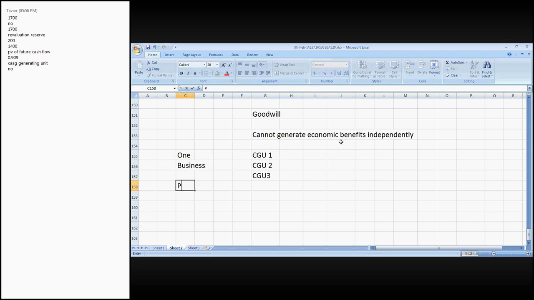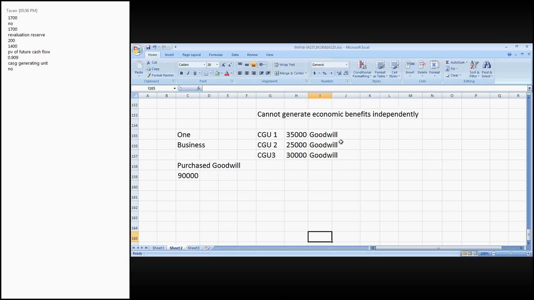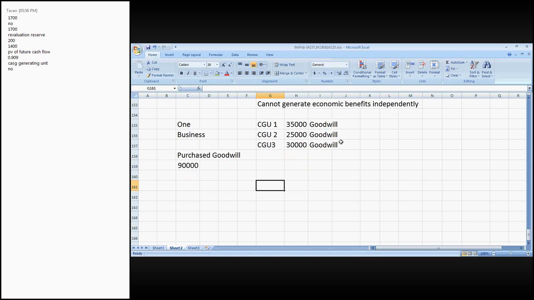And I have some purchased goodwill, and purchased goodwill value is, suppose, 90,000. Now if I have many cash generating units in my business, can I allocate this 90,000 over these various CGUs according to the synergies they benefit from it? Can it happen that I allocate goodwill to CGU1, proportionately goodwill belonging to CGU2, goodwill belonging to CGU3?